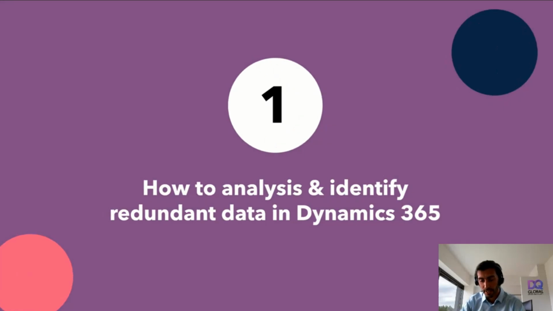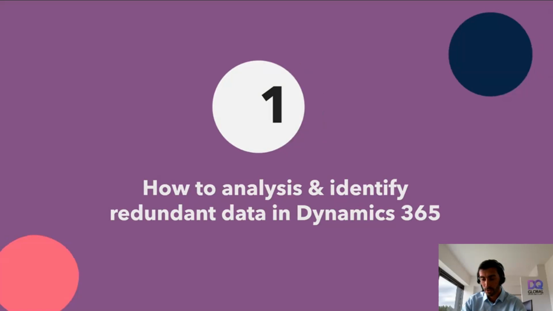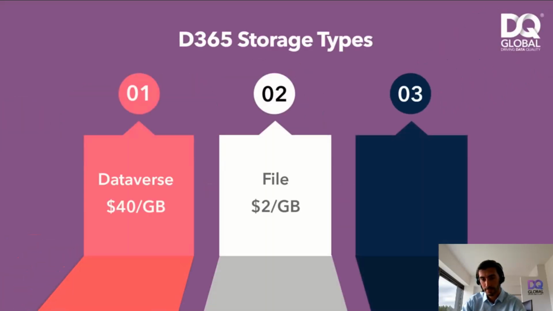So as I mentioned, the first area is how to analyze and understand what redundant data we have in the system. Now, before we do that, we need to look at the 3 different areas of how data is stored in D365. You may have heard of these terms, and I will show you how you can find these numbers out. But we're going to start with number 1, which is the most costly storage medium, Dataverse storage, and I'll explain what this is in a moment, at $40 per gigabyte per month. So really quite expensive if you're storing things that you don't need to store.